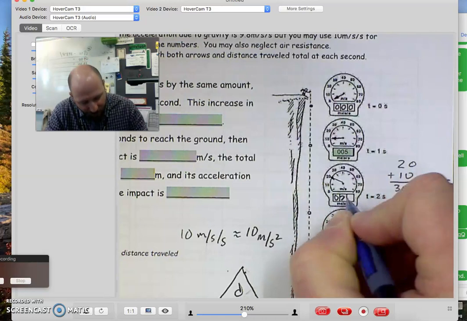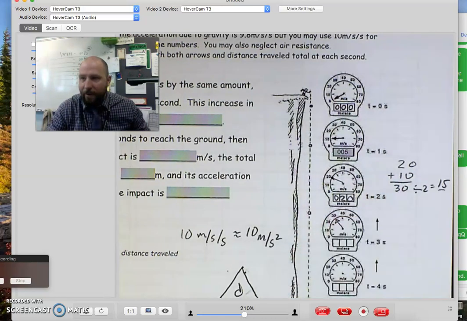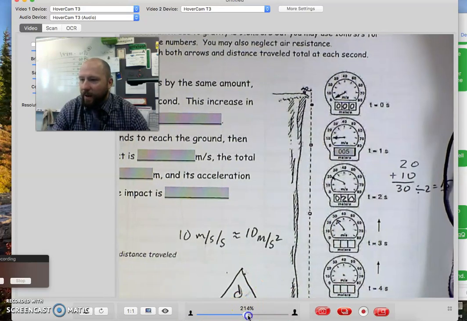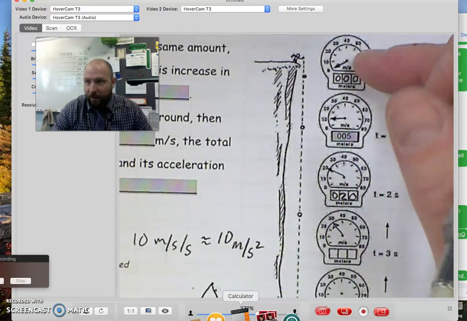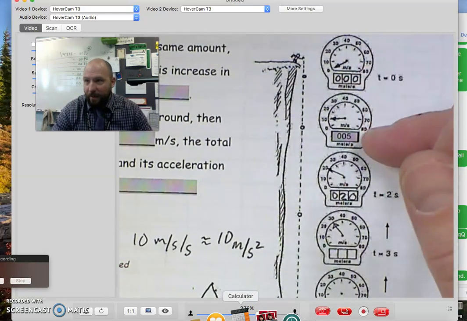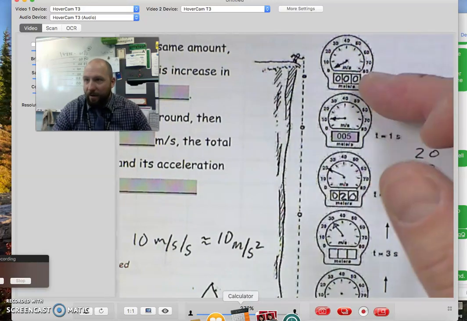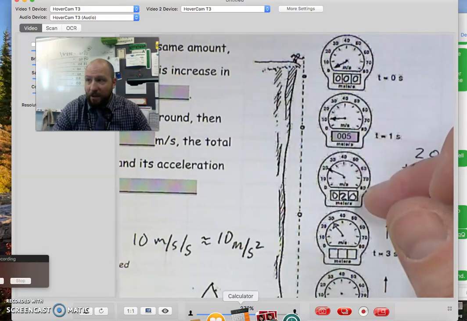Could you please write 20 into the odometer right there? Again, that's 20 into the odometer right there. So we've gone 0 meters per second, 10 meters per second, 20 meters per second, and our distance has gone from 0 to 5, and then in this next second we went 15 meters per second. That was the average speed, but we'd already gone 5, so 15 plus 5 is 20.